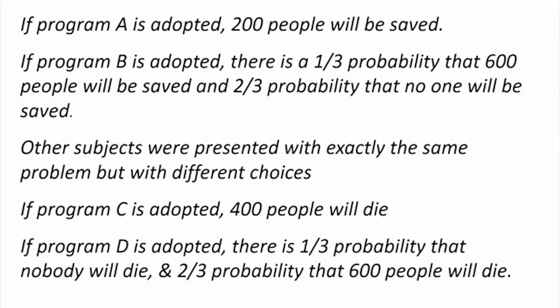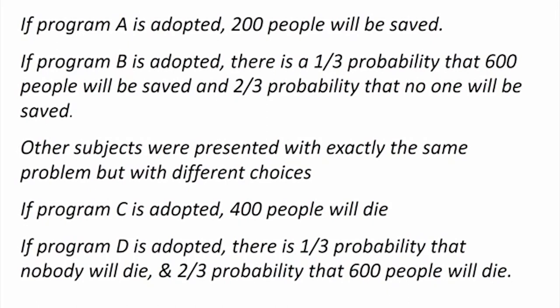So, one group of subjects was presented this kind of option. Another group of subjects was presented a similar situation, and they were asked to make the choice whether they would go with program A or program B. The other group of subjects was presented a similar kind of situation in which it was stated that if program C is adopted, 400 people are going to die, but if program D is adopted, there is a 1/3 probability that nobody will die and a 2/3 probability that 600 people will die. Now, look at these two options.